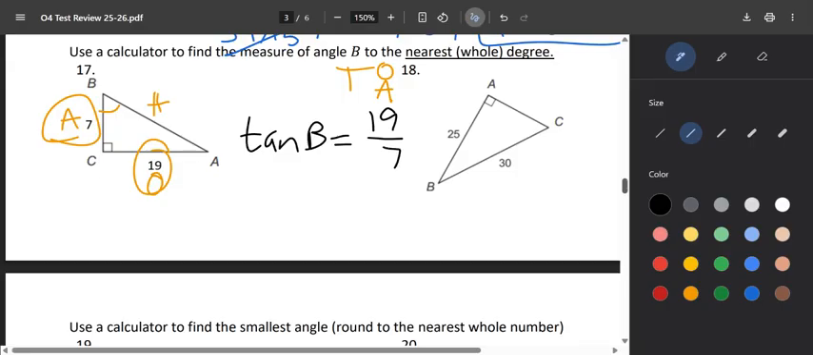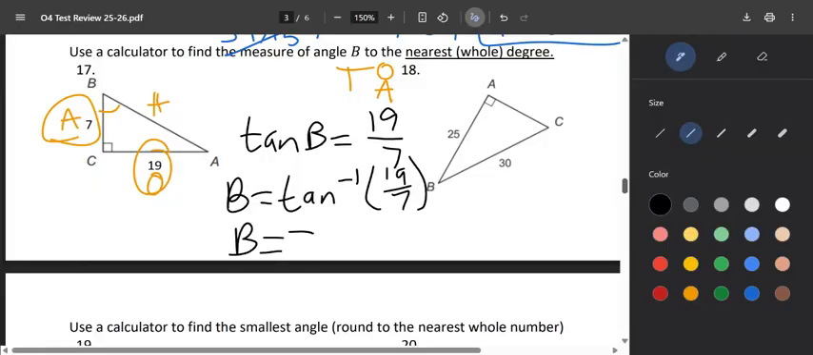We're then going to use the inverse. B is equal to tangent inverse of 19 divided by 7. As a reminder, that is second tangent on your calculator. Type in 19 divided by 7. And it says to the nearest degree, right? So this is going to be a whole number. So B is equal to 70 degrees.